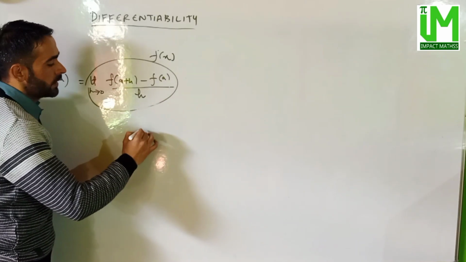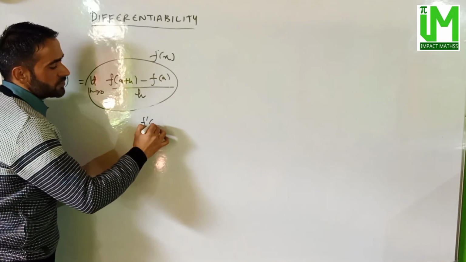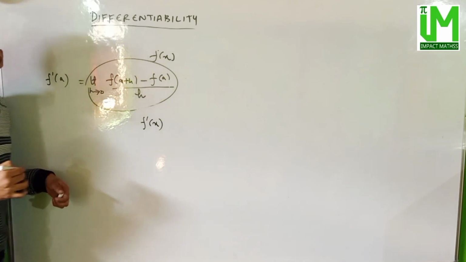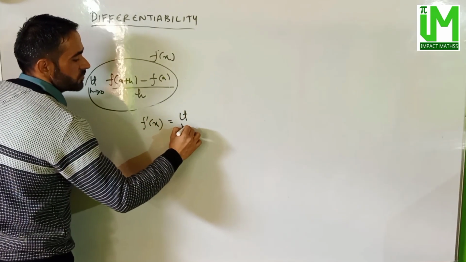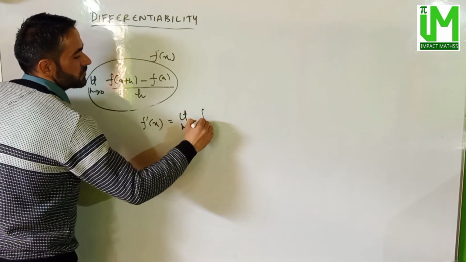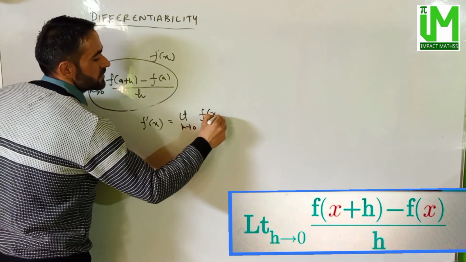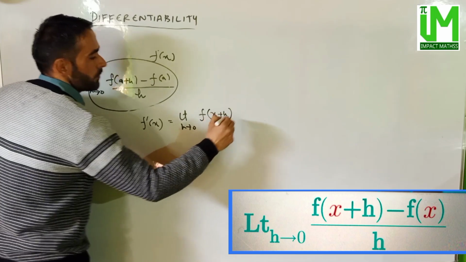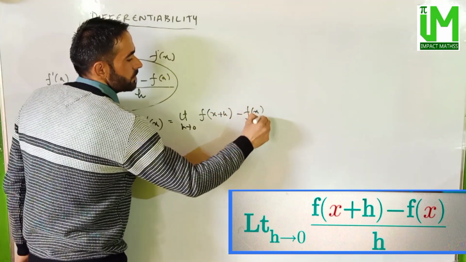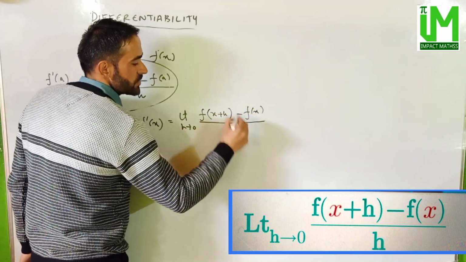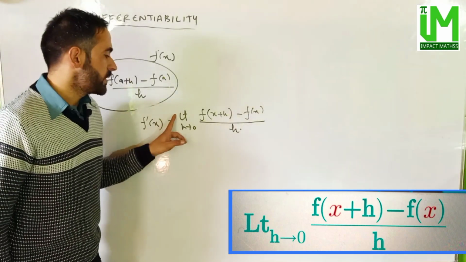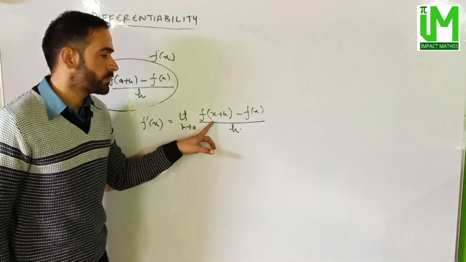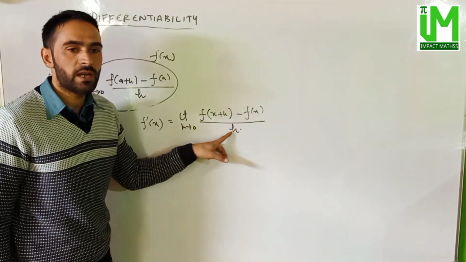Then we say f dash of x is equal to the limit as h tends to 0 of f of x plus h minus f of x divided by h.